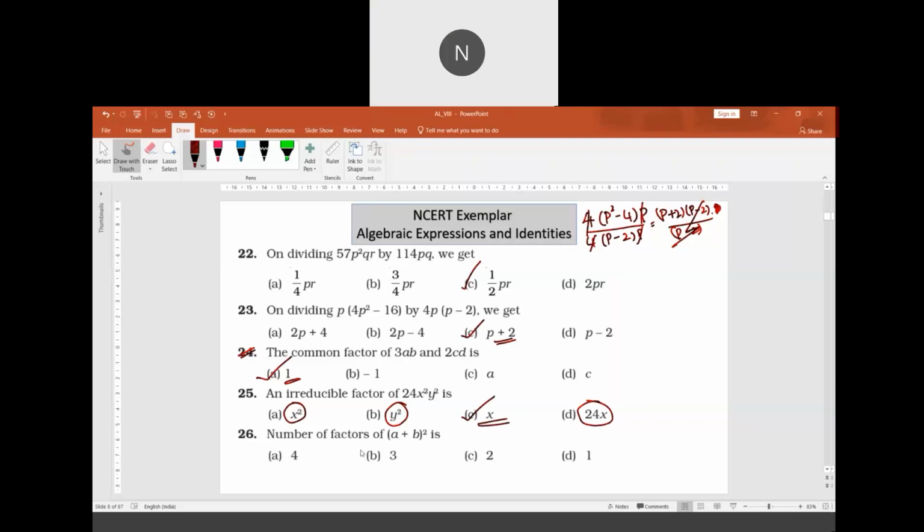Number of factors of a plus b whole square is? 2, sir. A plus B into A plus B. Only A plus B, 1. 1 will be the factor. A plus B only, sir. A plus B into A plus B, but both are the same. A plus B, both are the same.